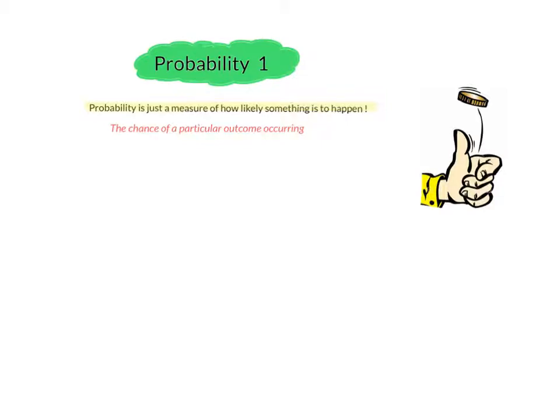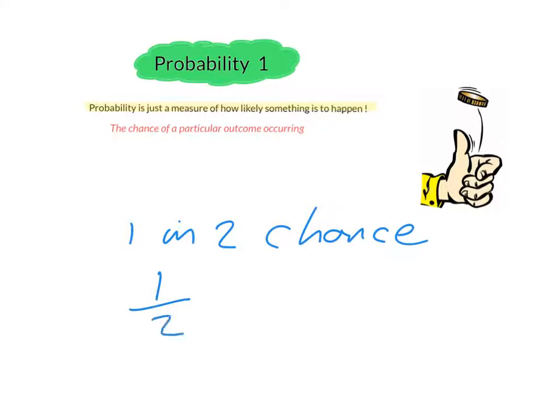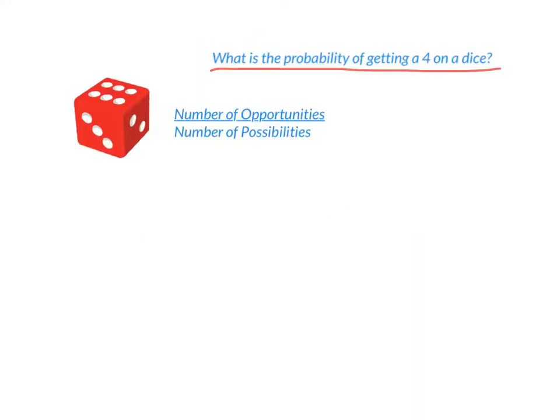So we have a 1 in 2 chance of getting a tail. This can also be written as a fraction. You have one opportunity out of two possibilities. Indeed, as there's equal chance of getting a head or a tail, we could say we have an even chance or a 50-50 chance.